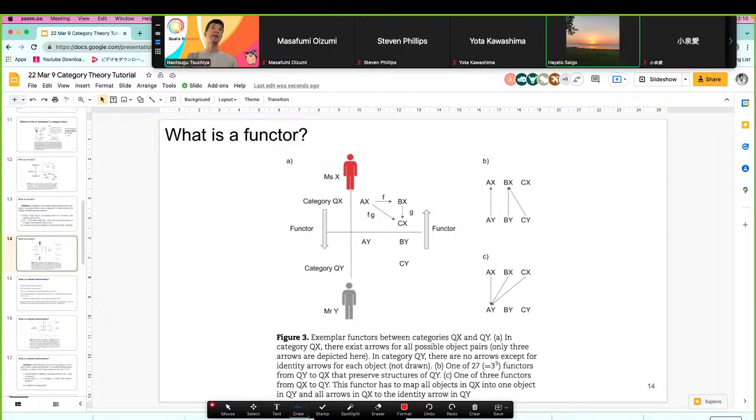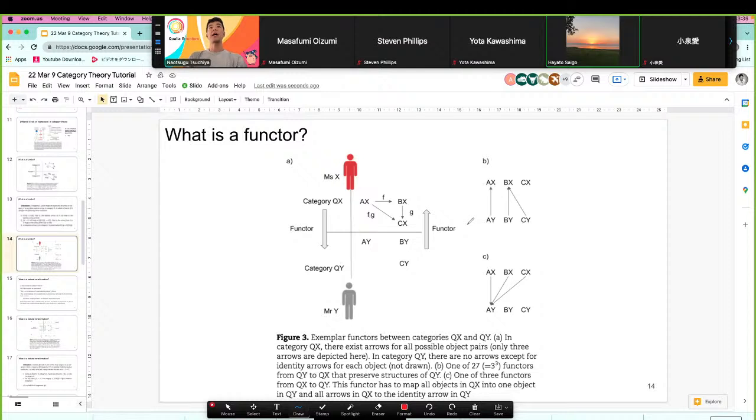They are also indistinguishably similar. But for Mr. Y, they look completely different. So there are no arrows for any of the relations. Okay. So this is two categories, category QX and category QY.